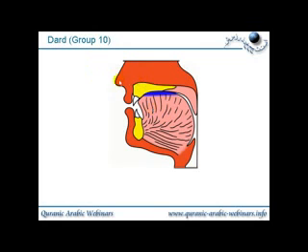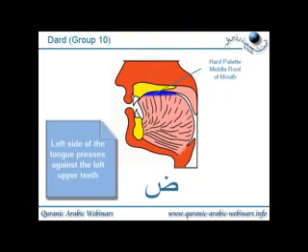The last group is group number 10, which consists of just one letter, and the letter is bod. Now this is quite difficult to say, and it's difficult to show in a diagram, but effectively what you're doing, if you're right-handed, the left side of your tongue will touch the upper left teeth on the top row of teeth. So say bod. It's like saying the English word door, but putting your tongue on the upper left teeth and applying pressure and then releasing it.